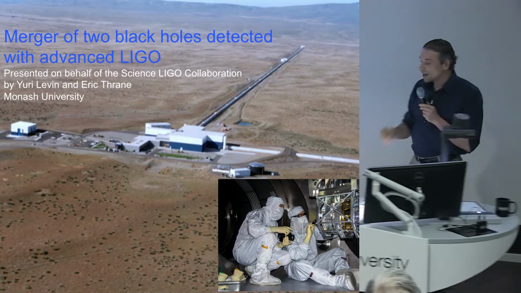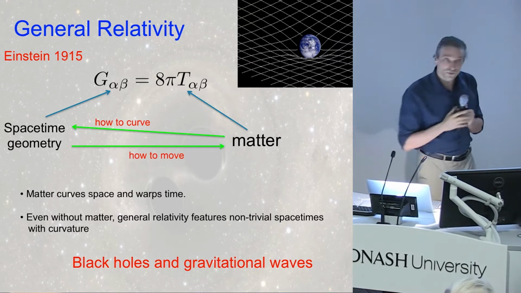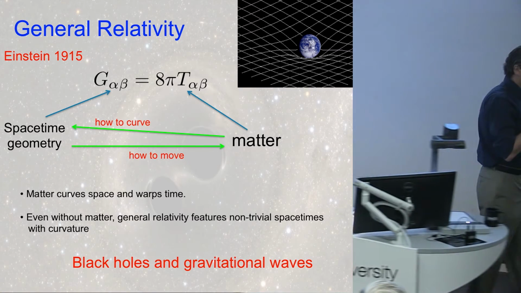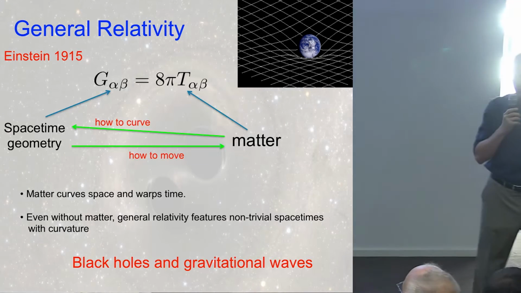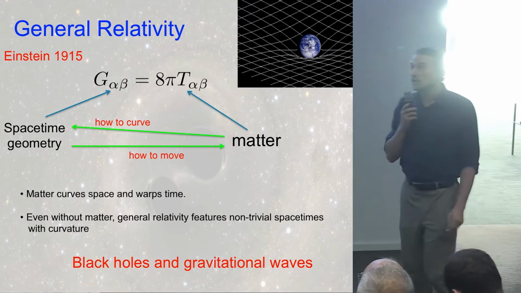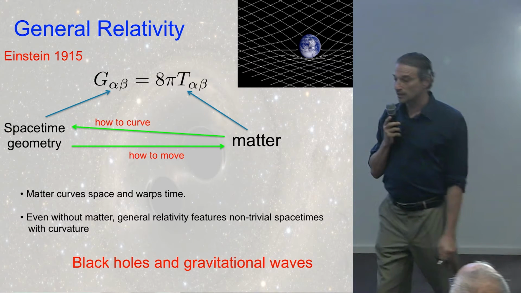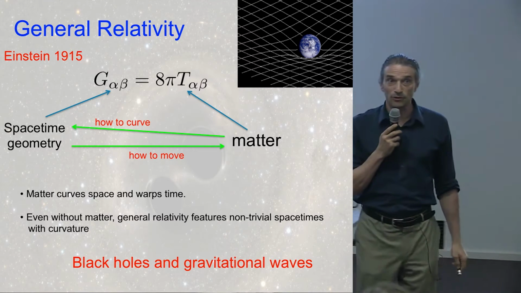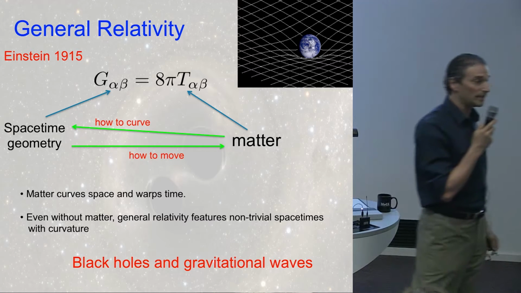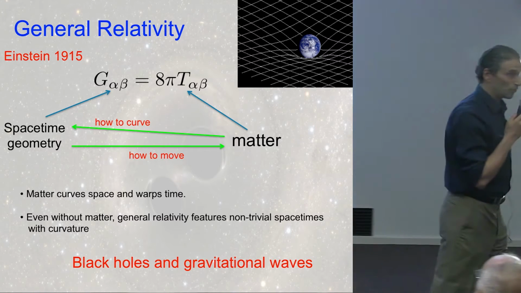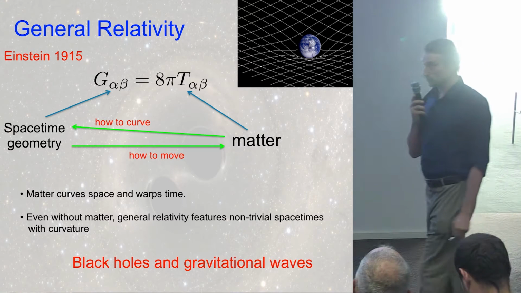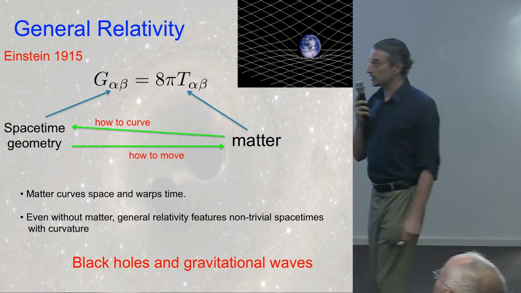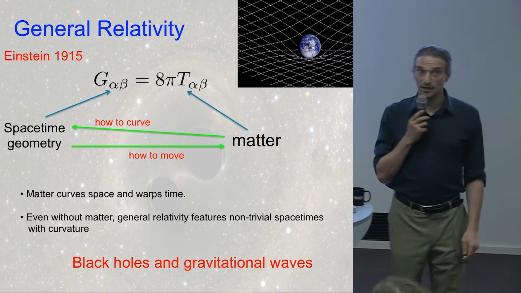But first, I want to talk about the reason why we built such a machine. And this story began a little bit more than 100 years ago, with Albert Einstein publishing his theory of general relativity in 1915. There were other things going on in Europe in 1915, but Einstein was very much focused on trying to understand the nature of space and time.